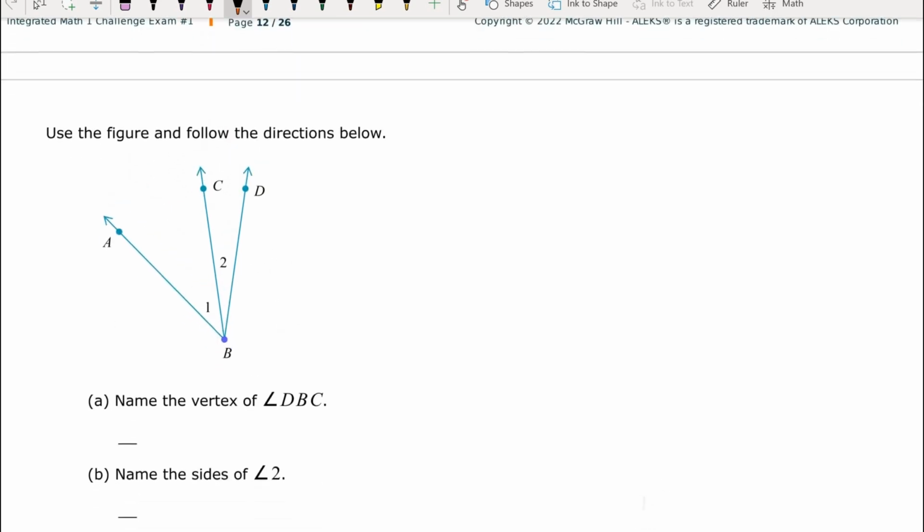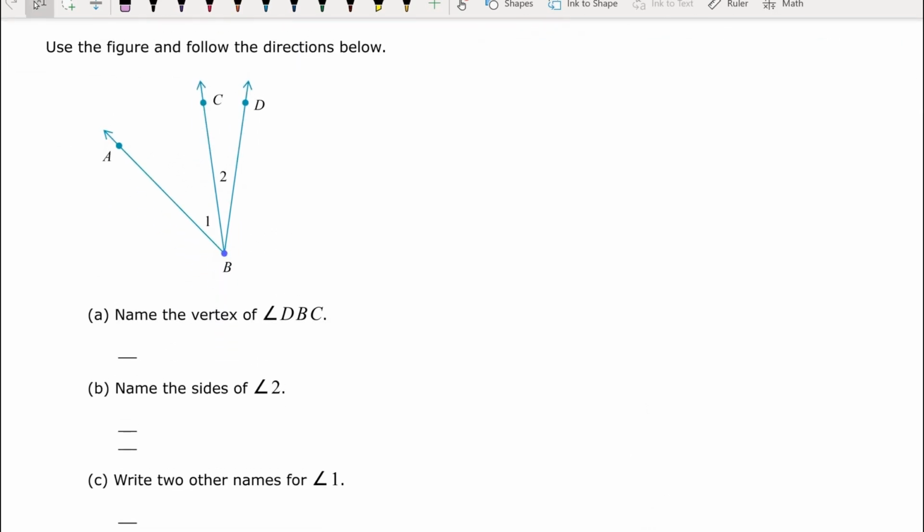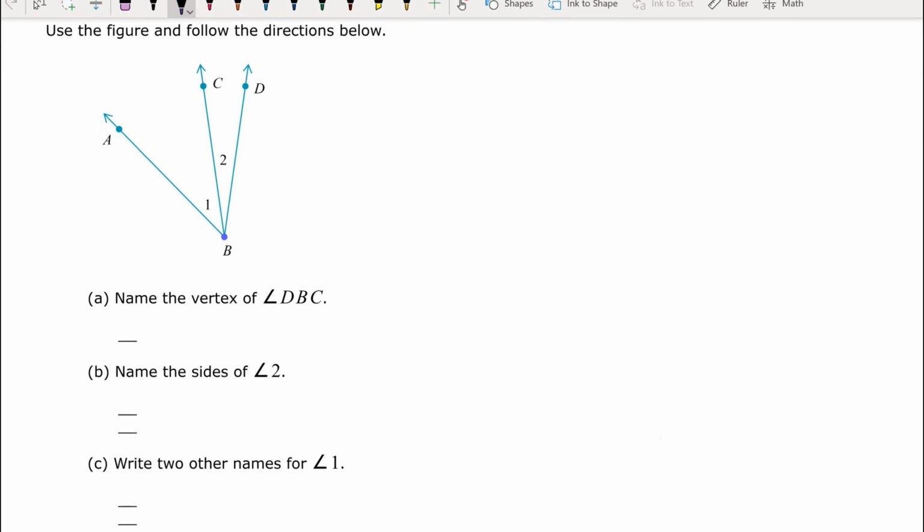Alright, number 25. Use the figures and follow the directions below. Name the vertex of angle DBC. Without reading the graph, I know the vertex is going to be B, because the way you write the angle, the vertex stays in the middle of the 3 letters. So this is point B. If you look at the graph, it is DBC, D to B to C. So the sharp corner right here is point B. Again, the vertex is the corner, the point at the corner, which is point B.